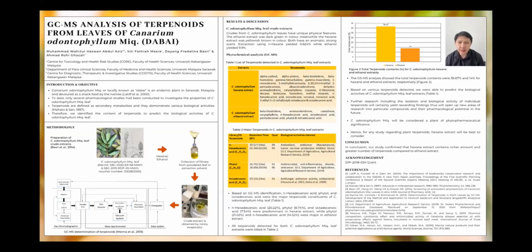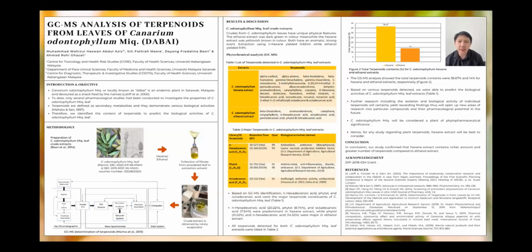The leaves were ground and extracted with hexane and ethanol, and the crudes were analyzed using GCMS. The crudes have unique physical features. The ethanol extract was dark green in color, meanwhile the hexane extract was yellowish brown in color. Both have an aromatic, strong scent. Extraction using N-hexane yielded 0.624%, while ethanol yielded 9.9%. The GCMS analysis showed the total terpenoid content was 36.67% and 14% for hexane and ethanol extracts respectively.